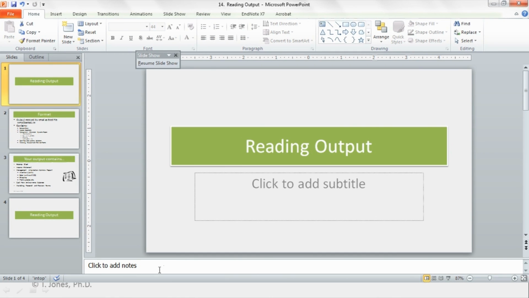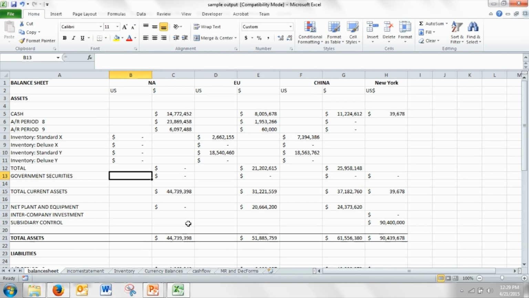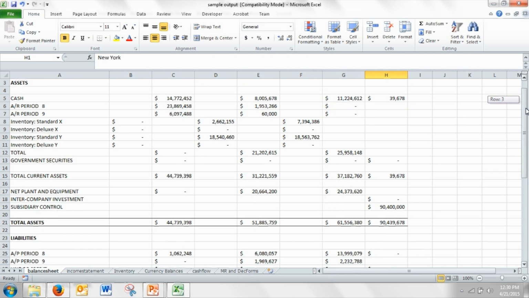So I'm just going to go to a sample output that I have right here. And you can see down at the bottom you have the tabs that are listed here. There's balance sheet, income statement, inventory. And your balance sheet looks like this. You'll see there's 4 columns, one that corresponds to each of the operating areas and the home office. So you'll see area 1 is North America. There's a separate balance sheet for that. Europe has a balance sheet for that. China, which is area 3, and then New York, which is your home office in this particular case.